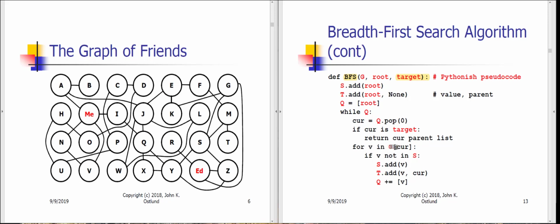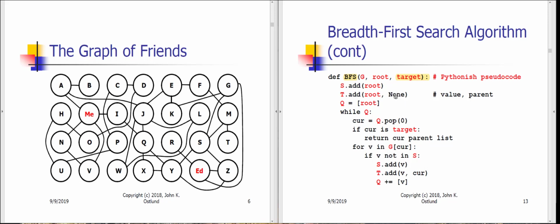okay, for the list of items that me is connected to, and remember in the dictionary, I use the item as a key, and what I get back from that is a list of the items that are directly connected to that item. So what I'm getting here is a list of items that are directly connected to me. If the current item is not already in the set of items that we visited, we'll add it to the set of items that we visited, and we'll add this item to the tree with the current node as the parent.